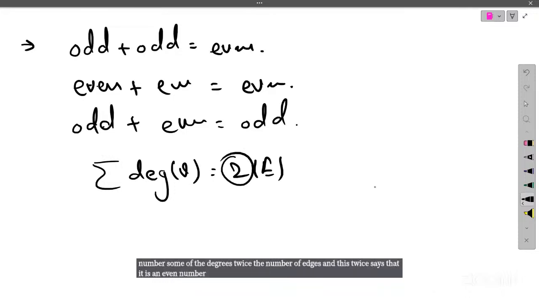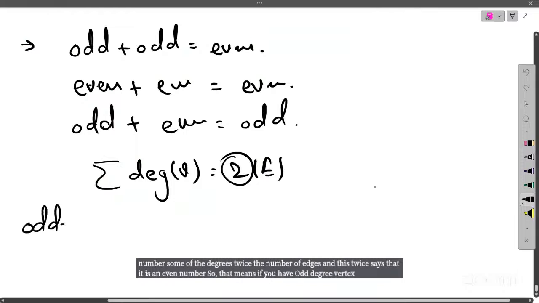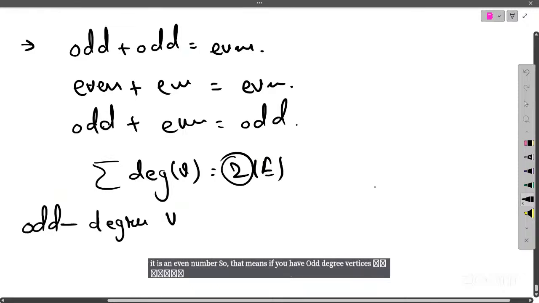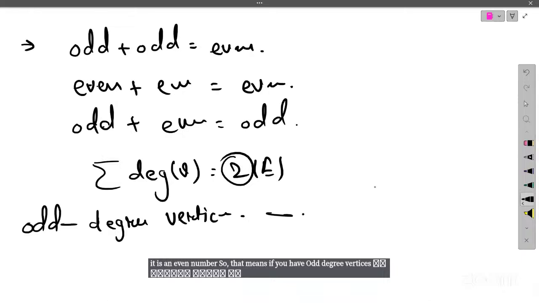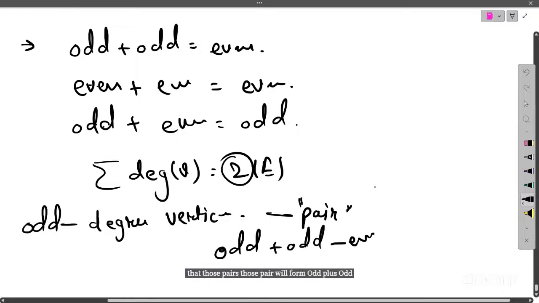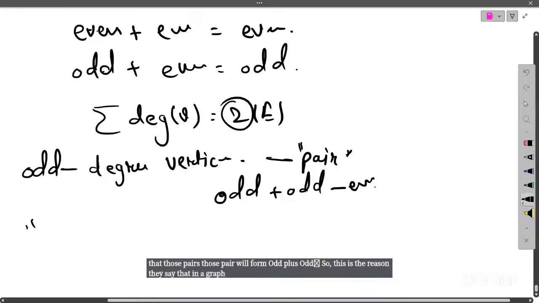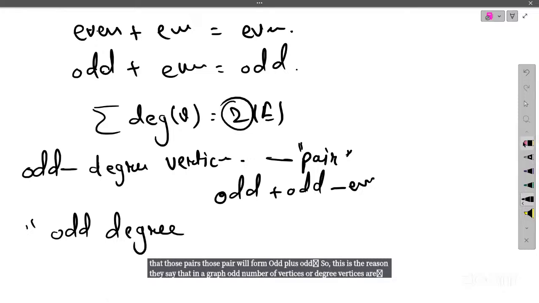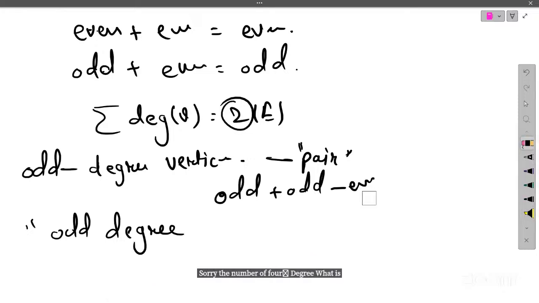So if you have odd degree vertices, they should come in pairs, so that each pair, odd plus odd, becomes even. This is the reason they say that in a graph, the number of odd degree vertices is even.